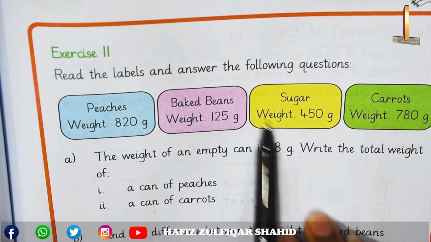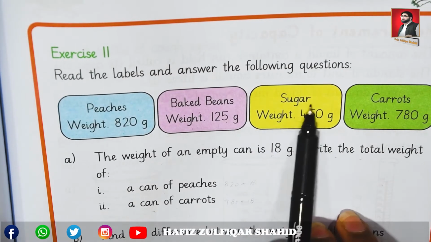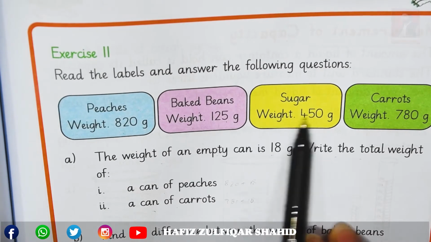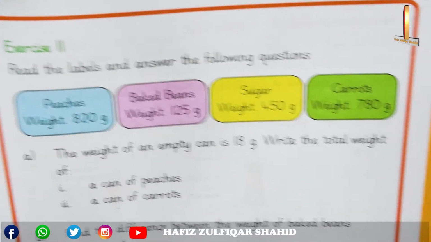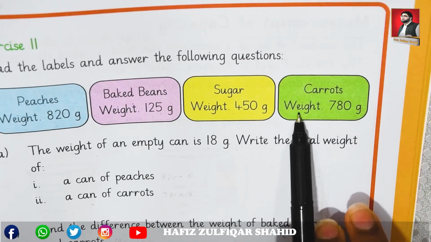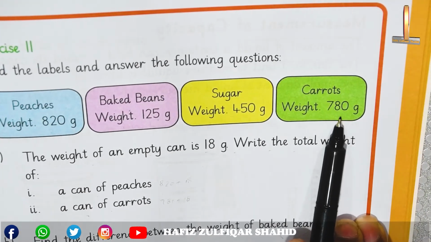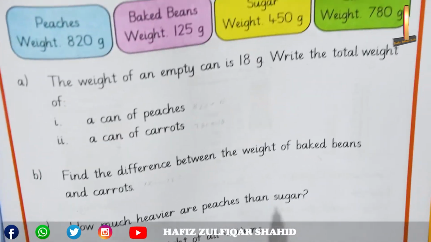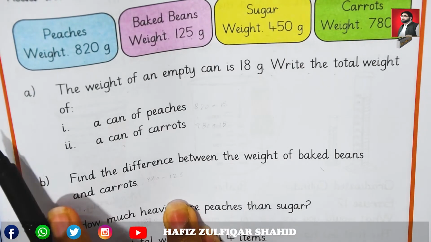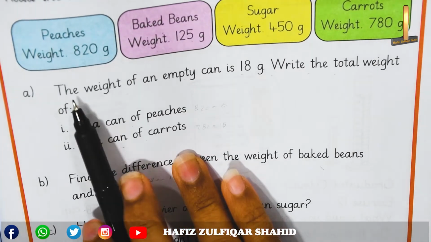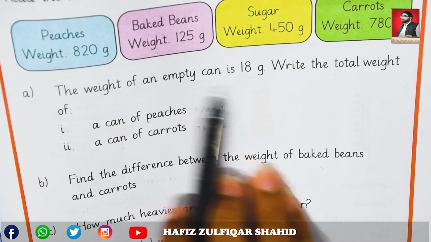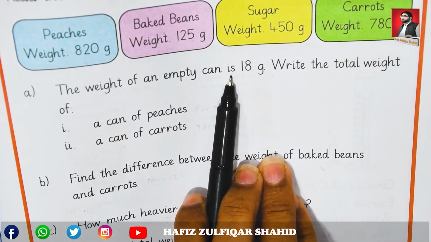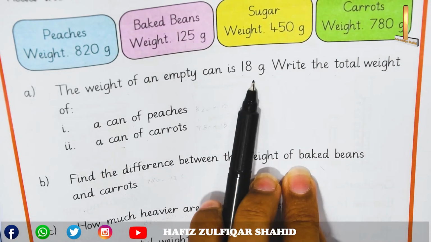The next one, loop of yellow color with information sugar which has weight of 450 gram. Next in green color we have carrots weight with 780 gram. Now with this information what we have to do? Let's have a look. In A, we have to find the weight of an empty can is 80 gram. This is the information that empty can is having a weight of 18 gram.